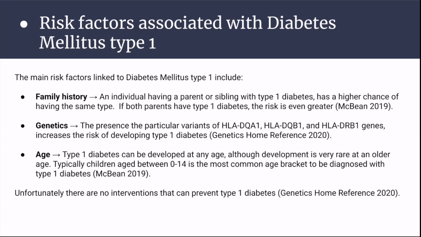Geography is another factor that may increase the risk of developing the disease. 37% of all adults living with diabetes live in the Western Pacific region, which also includes Australia. In Australia, all types of diabetes are increasing in prevalence, and diabetes type 1 accounts for 10% of all diabetes and is increasing.